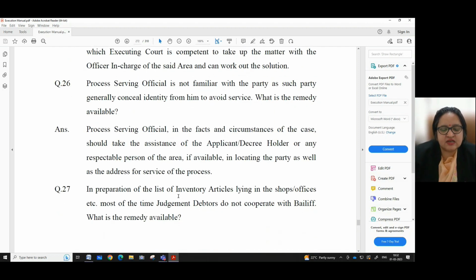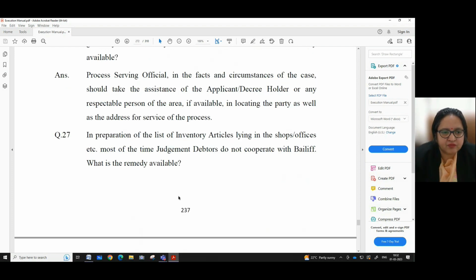The next question is that the process serving official is not familiar with the party, as such the party generally conceals identity from him to avoid service. What is the remedy available? Now, the answer is that the process serving official in the facts and circumstances of the case should take the assistance of the applicant or decree holder or any respectable person of the area, if available, in locating the party as well as the address for the service of process.